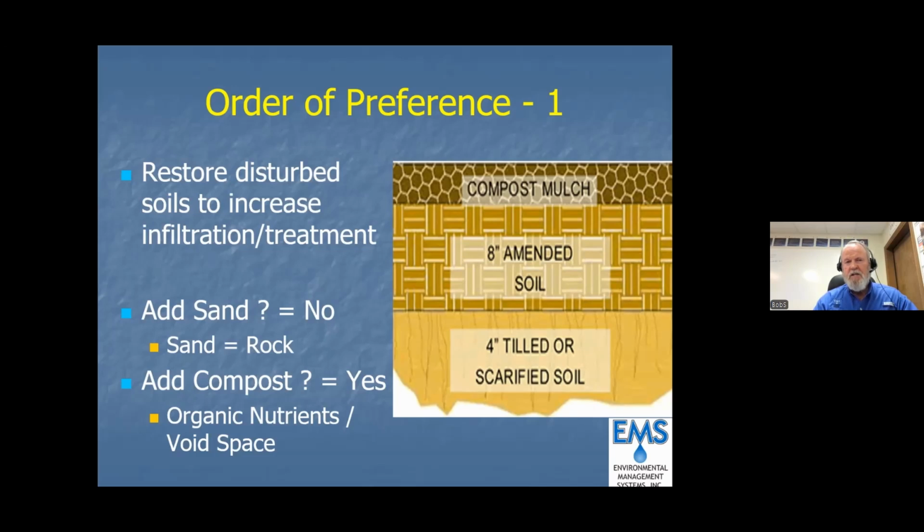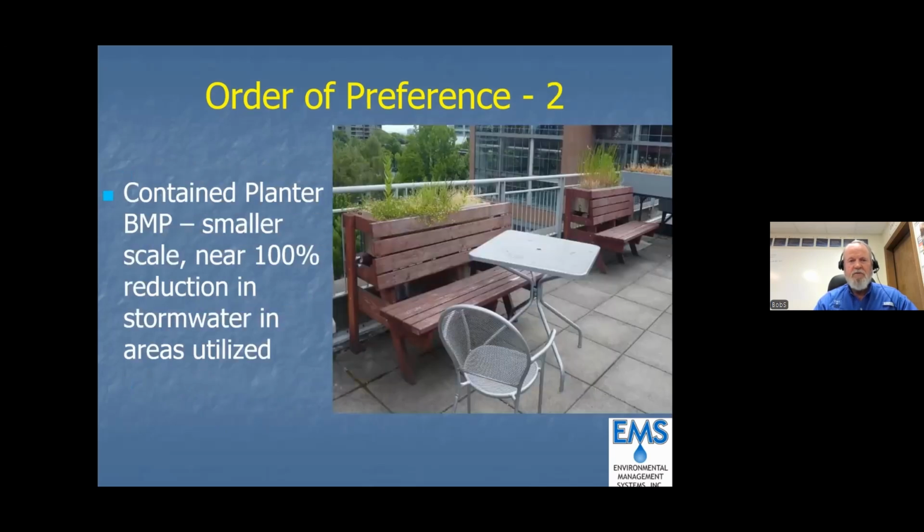There's a lot of techniques. Here's another order of preference: some kind of planter where you are capturing that downfall, that rainfall or snow melt, and treating it before it is discharged. That not only treats it in a series of planters, but also slows down the energy as it is returned to nature.